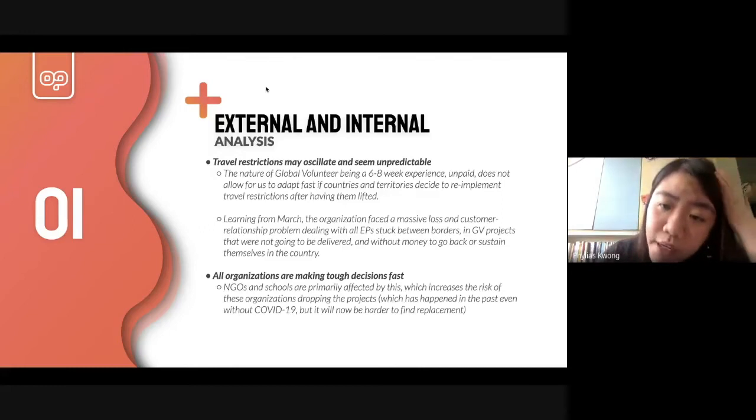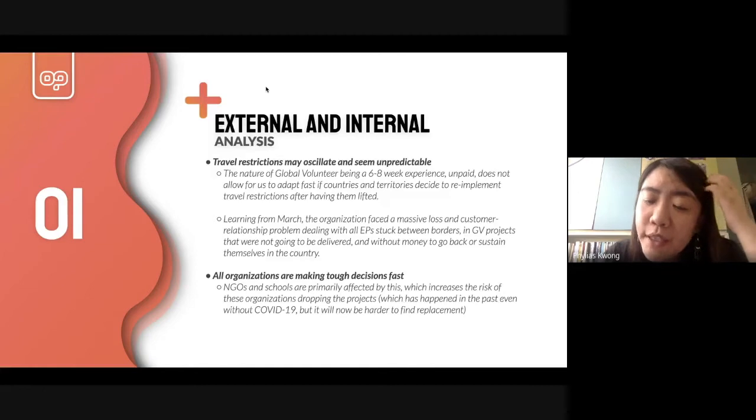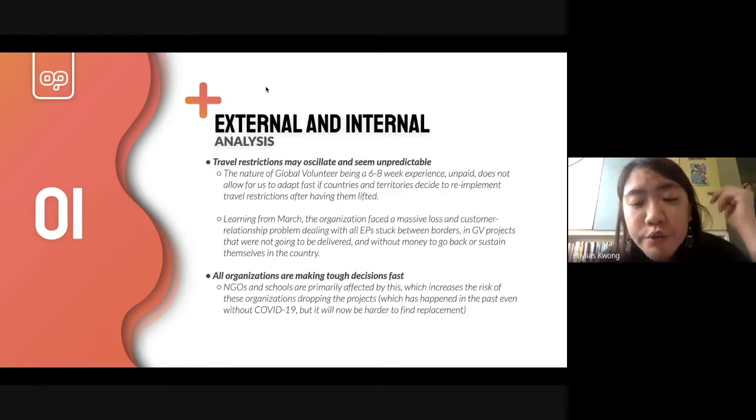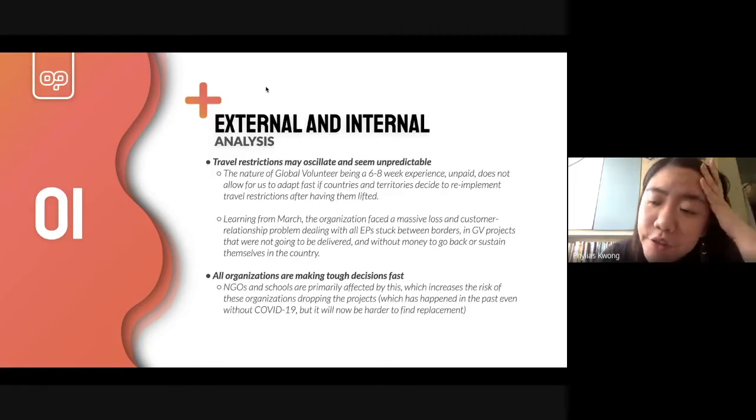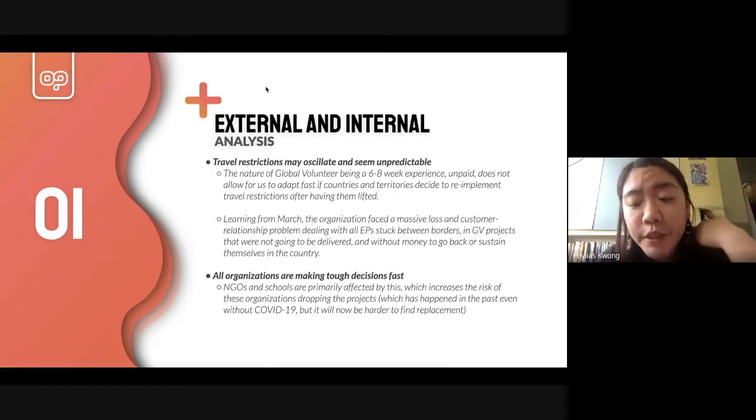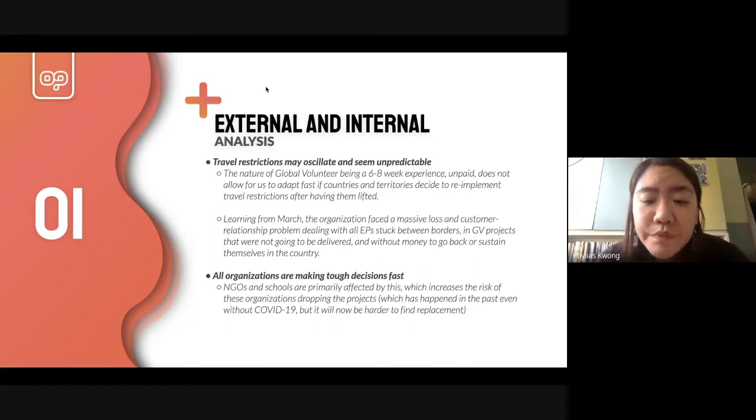Secondly, also learning from March, we had a massive loss in customer relationship when EP got stuck in another border. I'm not sure, do you have cases like this before? But I see, for example, I talked to Indonesia or any other country, they also have a similar problem, because of how the GV that we run, mostly EP are paying by themselves. So if they get stuck, they even need to pay more, and they may not even have enough budget for it. And of course, the decision by the organization is also getting tougher and faster.